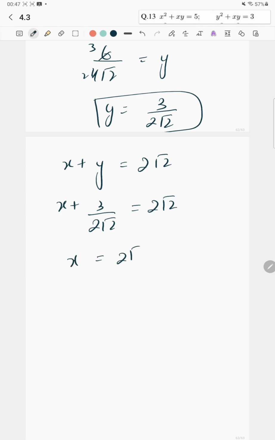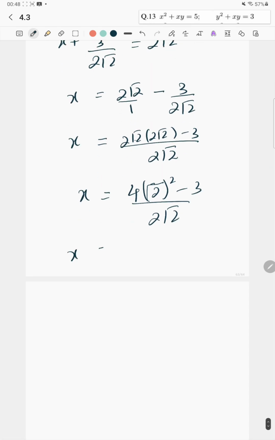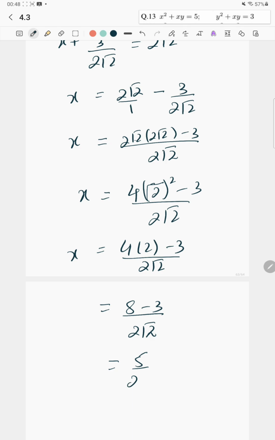So x is equal to 2 square root 2 minus 3 over 2 square root 2. So x is equal to 2 square root 2 multiplied by 2 square root 2 minus 3, over 2 square root 2. 2 times 2 is 4 and square root 2 squared is 2, so x is equal to 4 into 2 minus 3 over 2 square root 2. 4 times 2 is 8 minus 3, which is 5 over 2 square root 2.